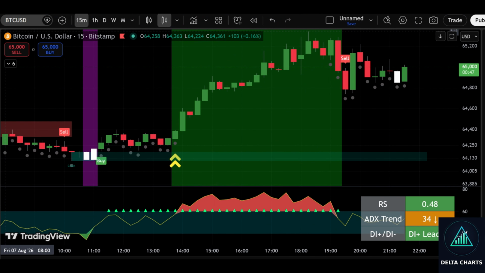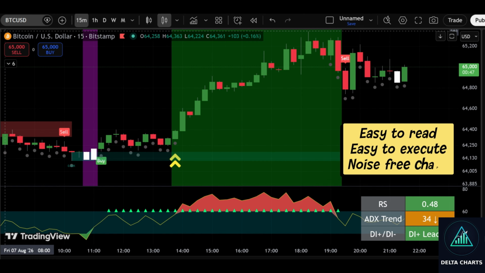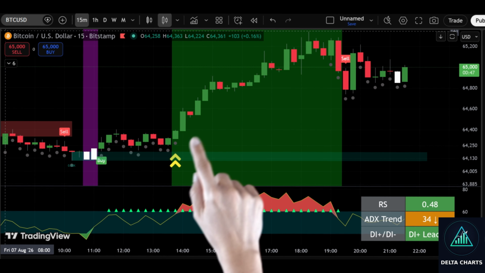Now let's see a real-world example where you can see on the chart the yellow arrows marking the green confluence beginning, and below in the lower pane indicator you can see the relative strength is above 0. The ADX trend was above 21 with DI plus leading, and also the RSI is above 50 here. So the green background is plotted on the chart above, and the RSI red zone is showing that it is above 50.